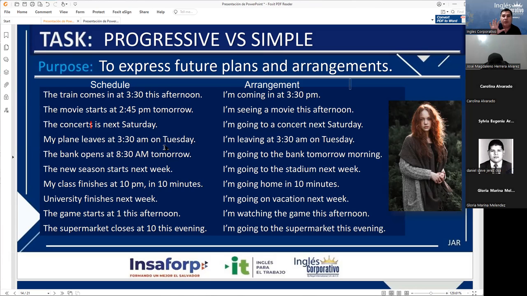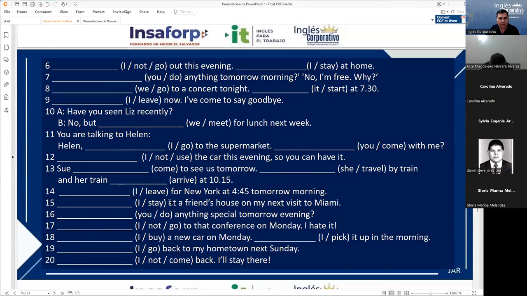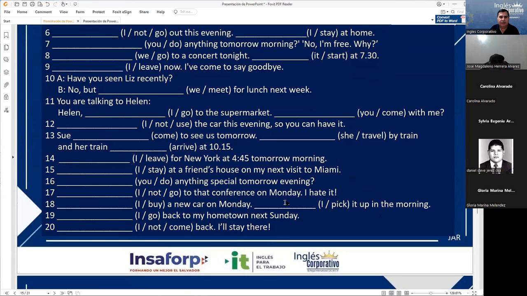So the movie starts at 2 p.m. I'm going to the movies with my friends. My class starts at 8 o'clock. I'm attending that class tonight. So like that. Okay, now my friends, we have to complete this one. Complete with simple present or present progressive. You decide according to the context.